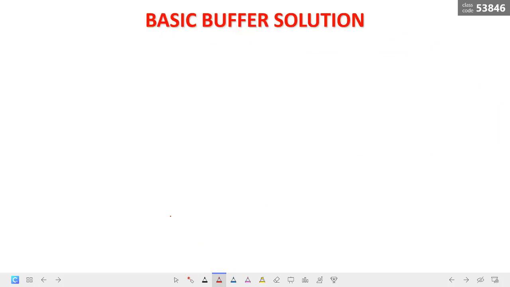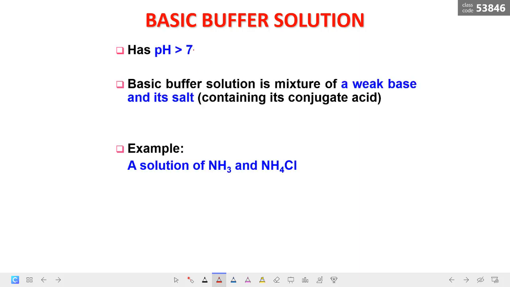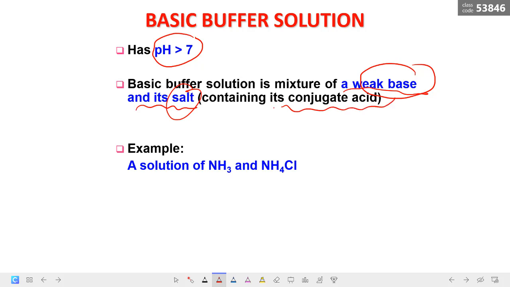Okay, last kali adalah basic buffer solution. Untuk basic buffer solution, the pH must be greater than 7. Alright, and basic buffer solution is a mixture of a weak base and its salt. Maksudnya basic buffer solution mesti mengandungi weak base dan juga garamnya, di mana garam dia tu mesti mengandungi conjugate acid bagi weak base tersebut. Contoh, a mixture of ammonia and ammonium chloride.